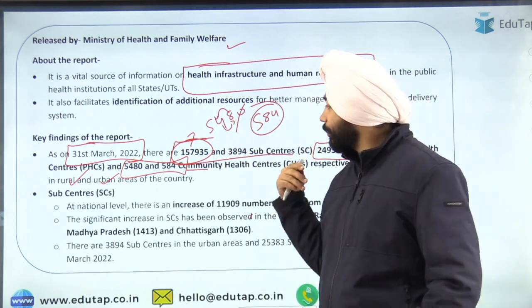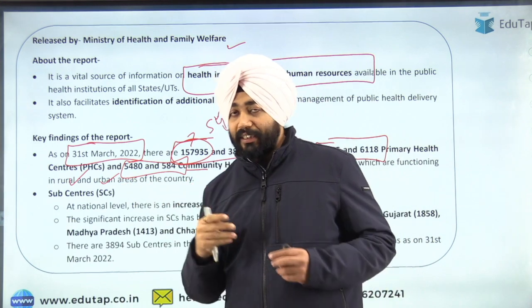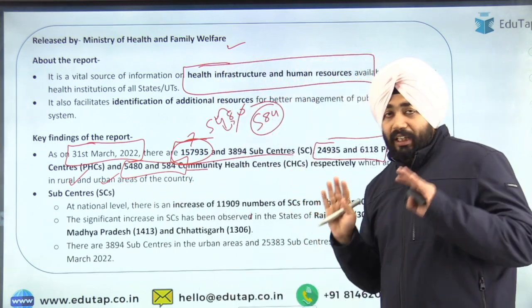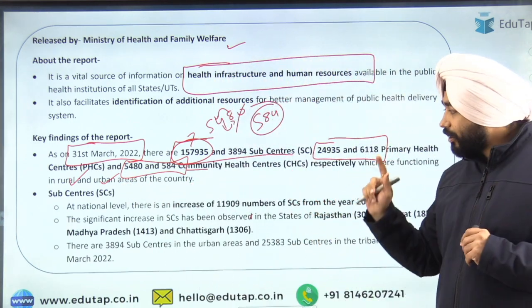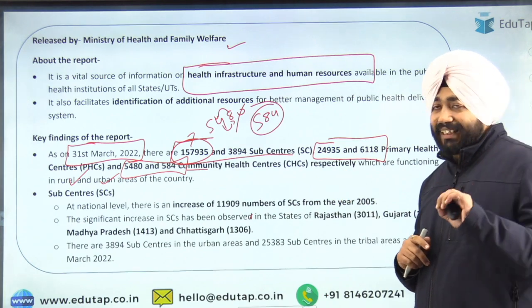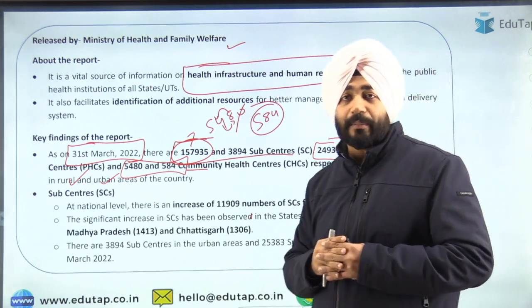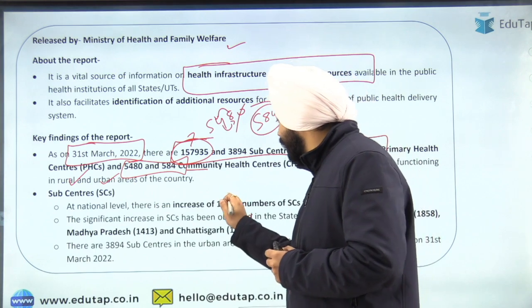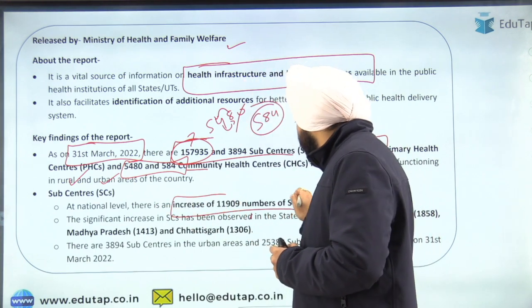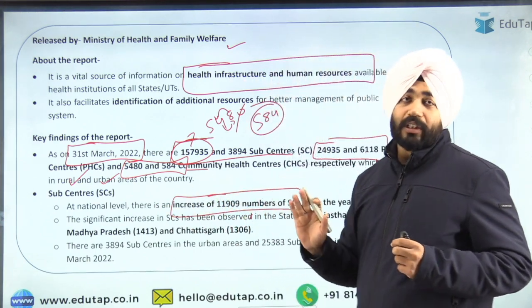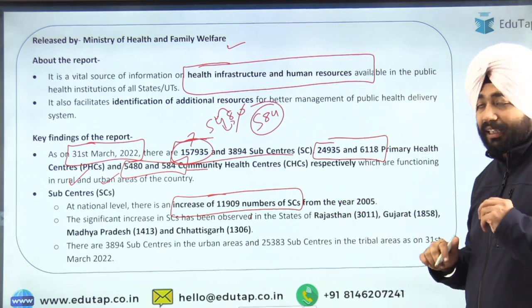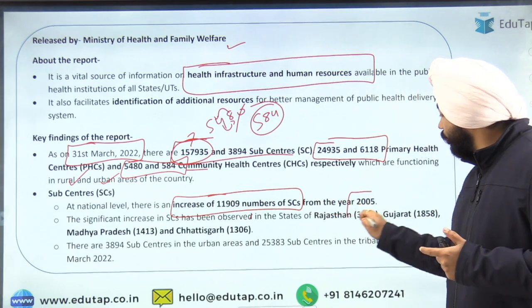This is how you could remember the data for community health centers. Okay. Now coming to it, let's divide it one by one. Let's first talk about sub centers. It says that in terms of increase in sub centers, there is an increase of around 1,000. That is, around 11,909 sub centers have been added when we compare it to the year 2005.